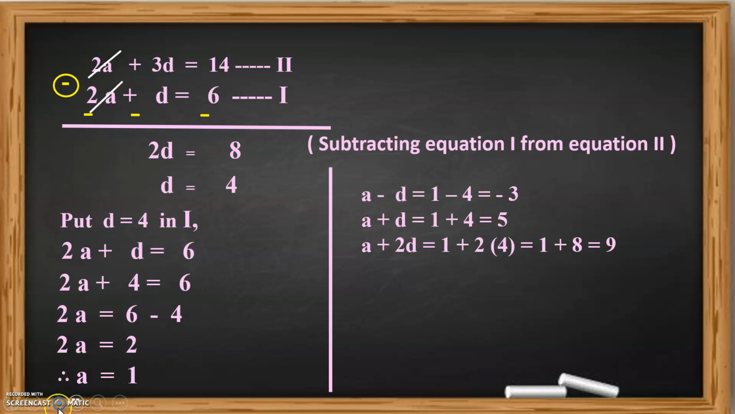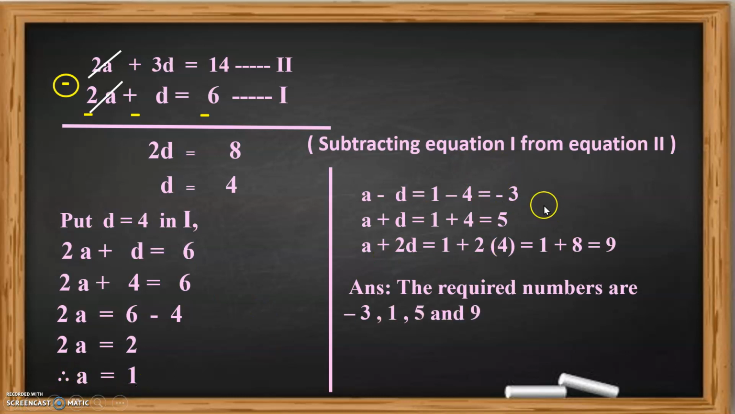This is the first, this is the second, this is the third, and this is the fourth. So let's write the final answer. The required numbers are minus 3, 1, 5 and 9. Hope you are clear with this question, children. Now let's go to the last question.